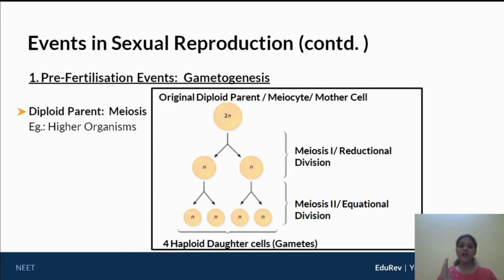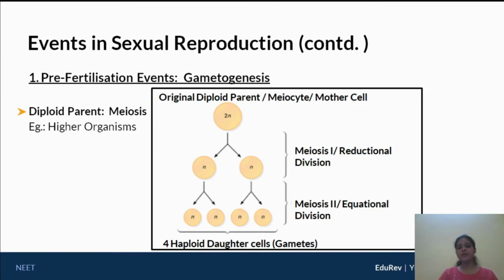Now, first of all, gametogenesis in a diploid parent. Now, if a diploid parent undergoes gametogenesis, it is always by meiosis. Now, always remember the end product, that is the gamete, has to be haploid. That's the rule that we have studied. Okay. Now, this is a concept of higher organisms because most higher organisms are diploid in nature.